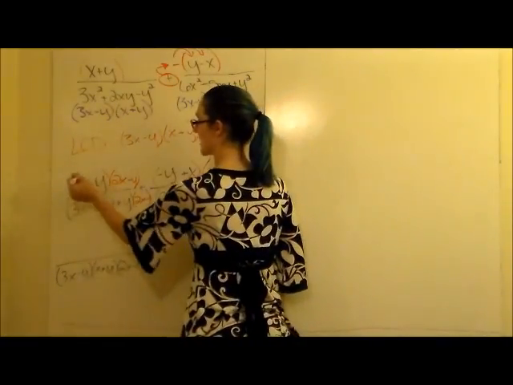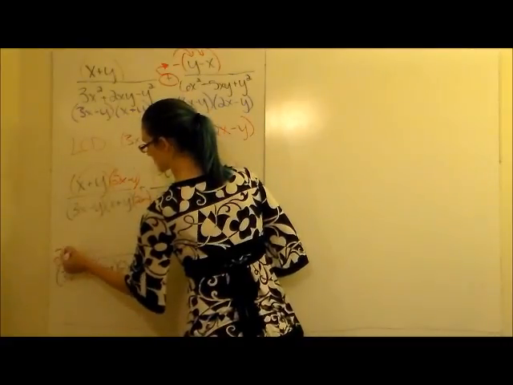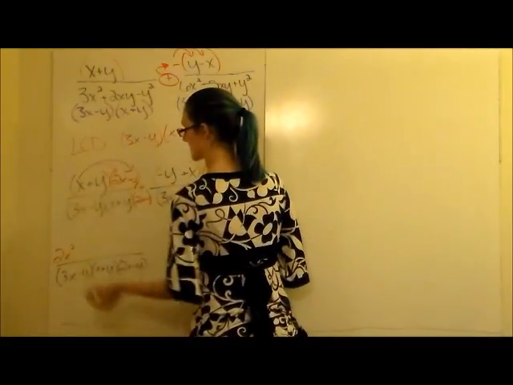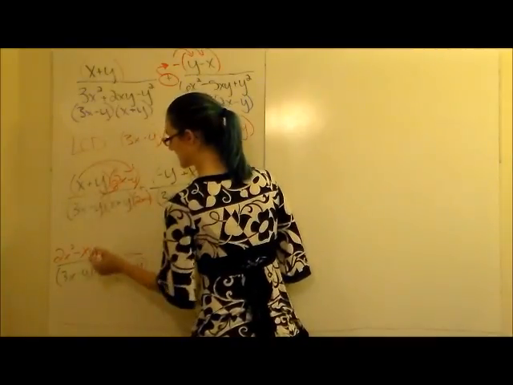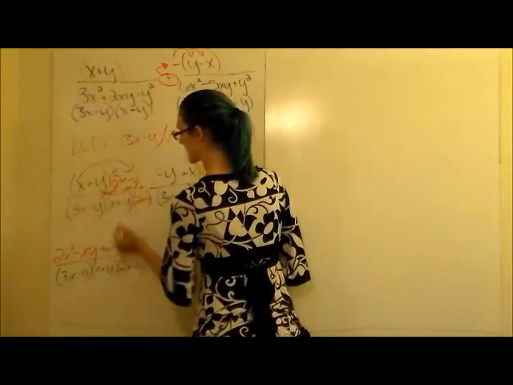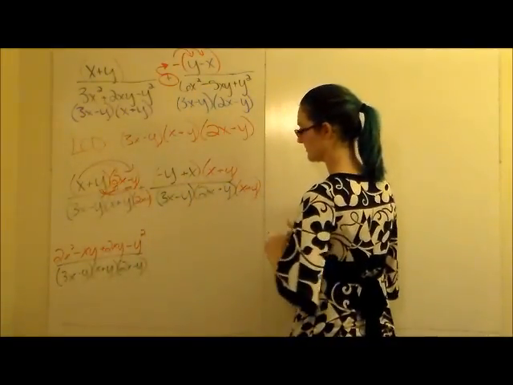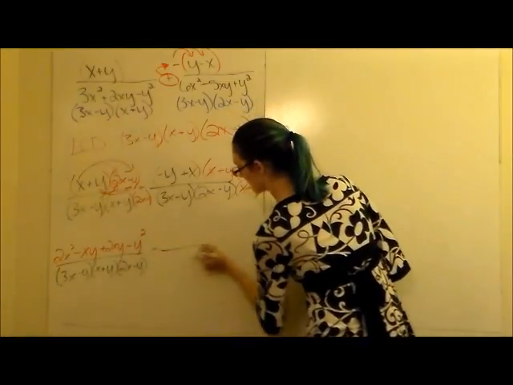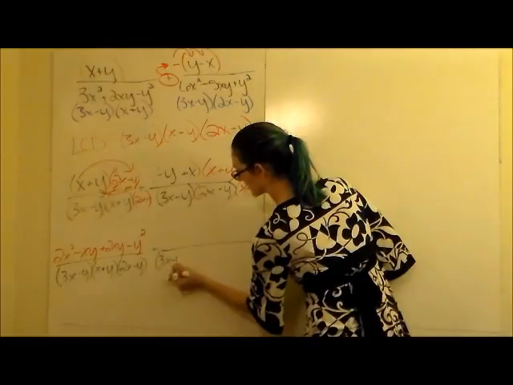If I were to multiply my numerator, I get x times 2x, it's 2x squared. x times negative y, negative xy. y times 2x, positive 2xy. And y times negative y, negative y squared. For the second fraction, I should have the same denominator.